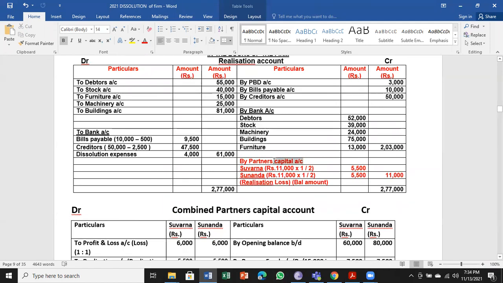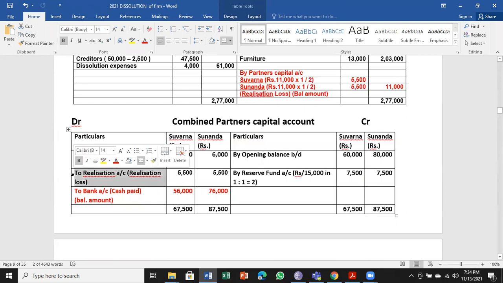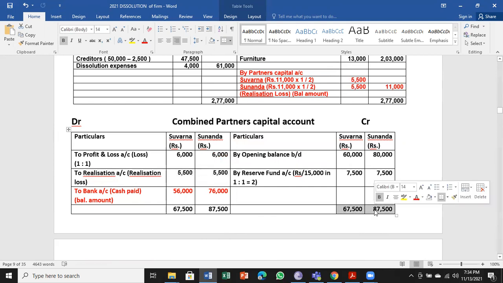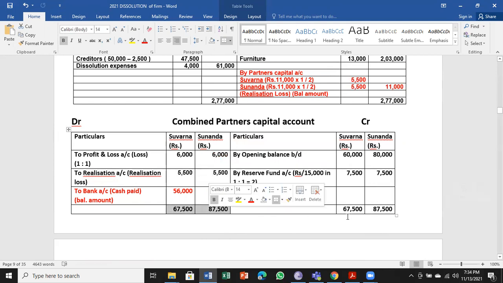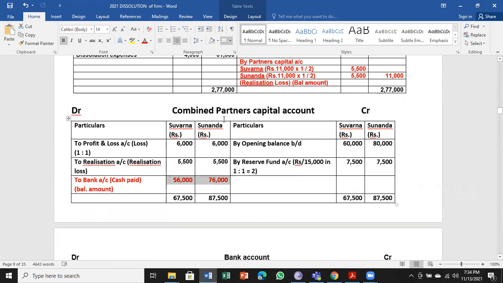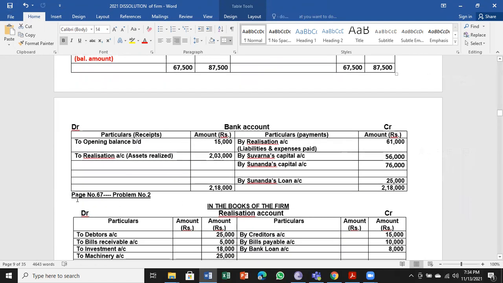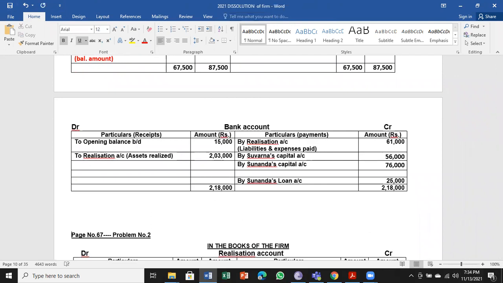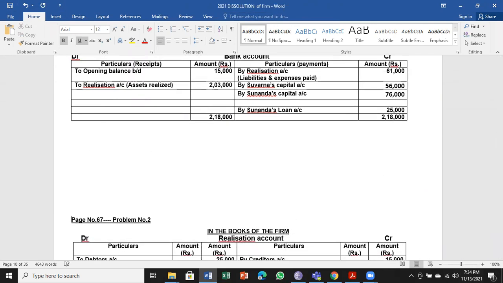Next, we have to look at the realization account. Whichever capital accounts are there, we have to take. We have only one here, that is for realization loss. So it becomes realization loss, 5,500 is the loss shared by them. That is the one I have taken here. Then we go for balancing the capital accounts. When you balance the capital accounts, credit is more. So the balance is cash paid to partners, 56,000 and 76,000. Even your bank account is the same.